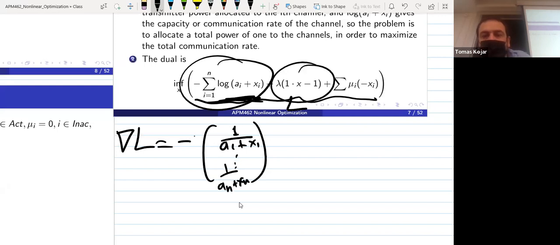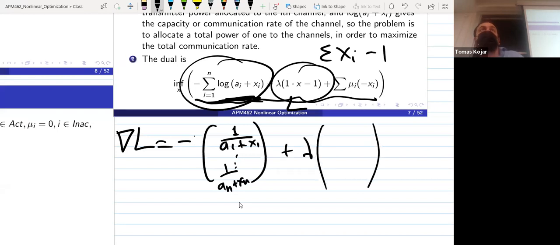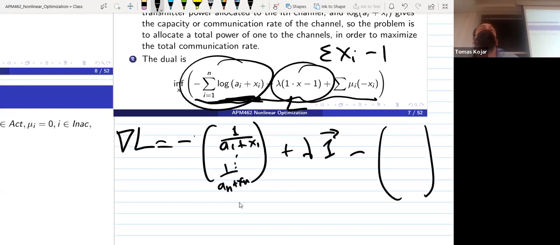And what about the second guy? This is the dot product, so the summation. What do I put in? Yeah, you just put 1. Might as well write it as a 1 vector. And what about the last one? Yeah, it will be mu1 all the way to mu1.